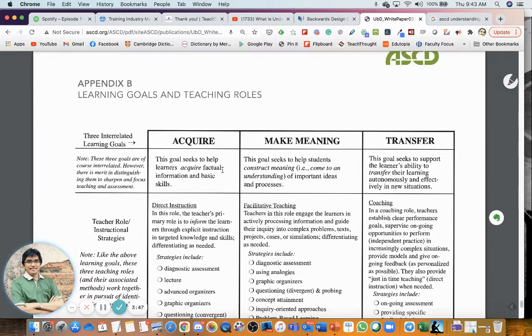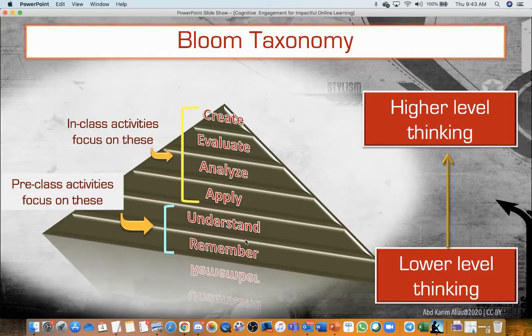In other words, when we design our course, we have to be very clear whether the outcome that we want to achieve is only to help learners to acquire factual information and basic skills, or to make meaning. This goal seeks to help students construct meaning, that is, to come to an understanding of important ideas and processes. If we see these 2 goals, acquire and make meaning, maybe we can relate them to the first 2 levels in Bloom's taxonomy: remember and understand.